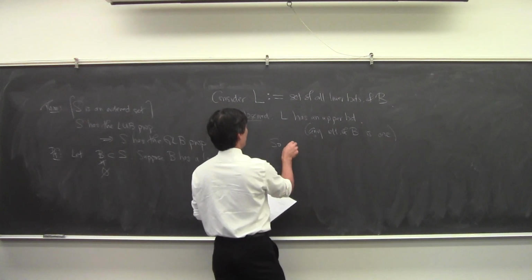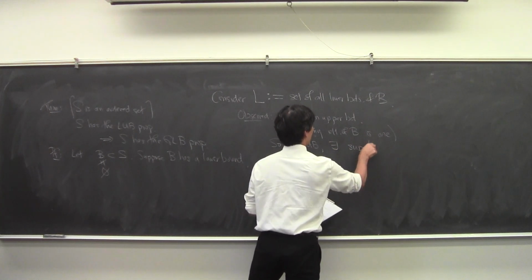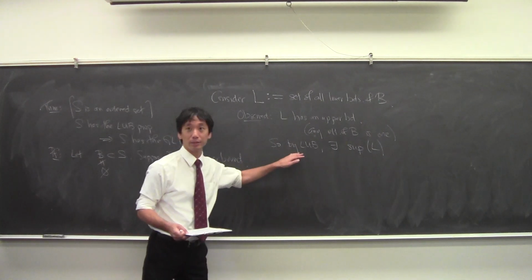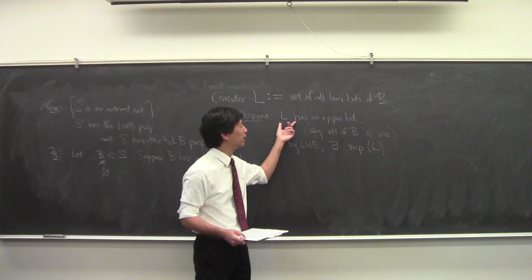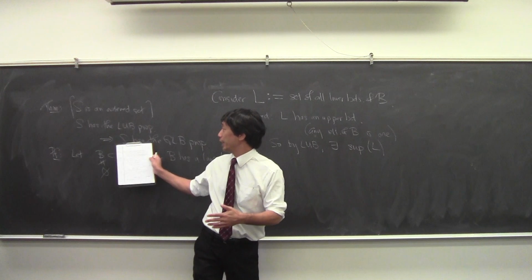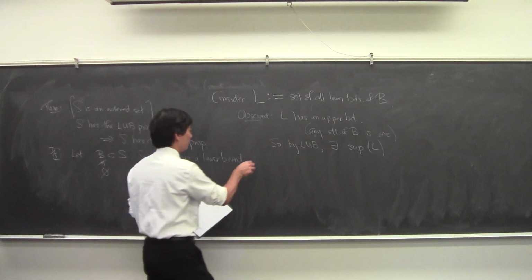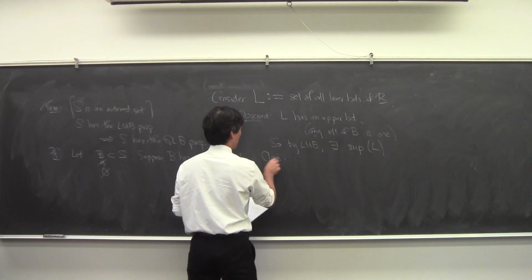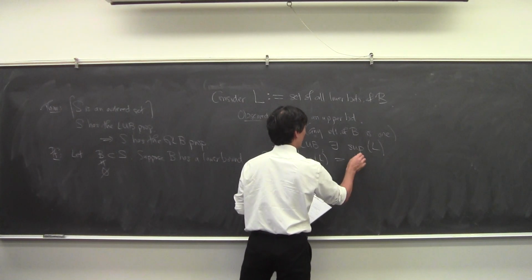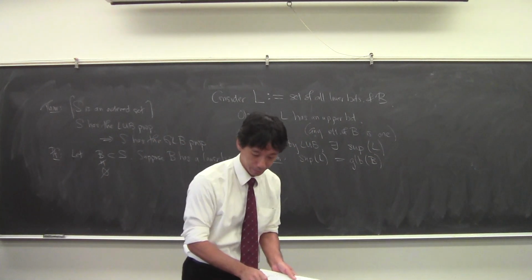And so by the least upper bound property, there exists a supremum. Okay. So we can assume that we know that there exists a supremum because L is not empty, it has an upper bound, and we're in a set which has the least upper bound property. Okay? And our claim was that this supremum was the greatest lower bound of B.